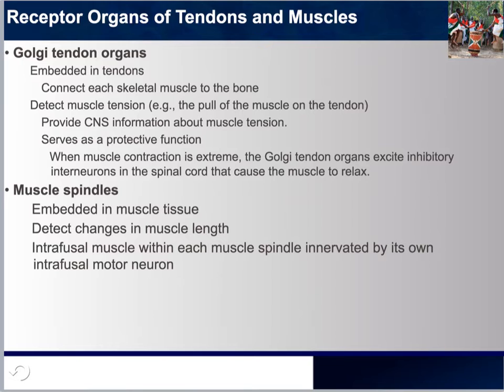Additionally, please note that muscle spindles are made up of intrafusal muscles. Intrafusal muscle fibers are basically skeletal muscle fibers that serve as specialized sensory organs for proprioception, and that is our ability to detect the amount and rate of change in the length of a muscle.